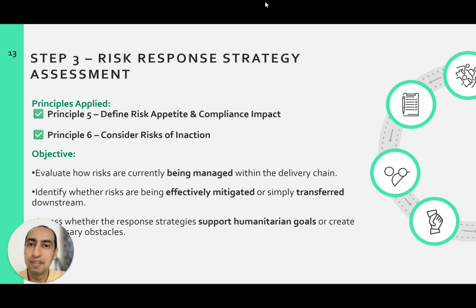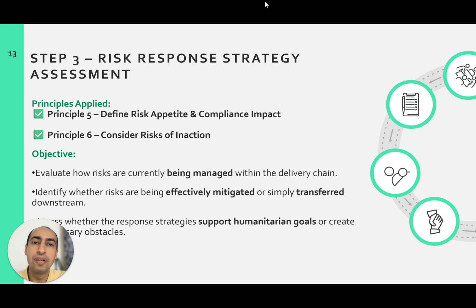Risk response strategy assessment. In this step, we will simply assess how the identified risks are currently being managed, and whether those responses we received from the previous step, from the compiled list of risks from different organizations, are being managed fairly and effectively, and have not created unintended consequences. What do we mean by unintended consequences? We mean that those risks have not been pushed down the delivery chain, and have not created some kind of risk transfer to other organizations. So that's what we are going to do: assess those kinds of risks.